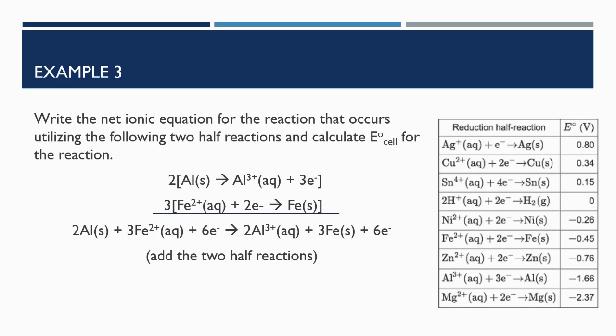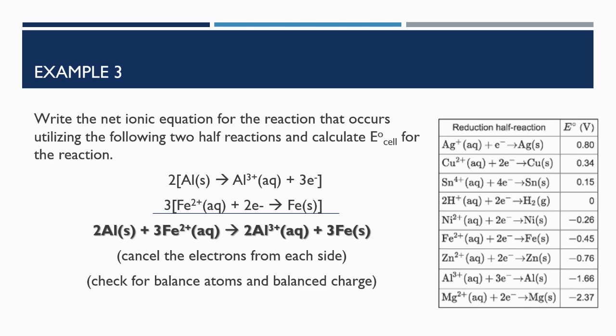Next, we need to eliminate anything that's the same on the left and the right. And the only thing that's the same on the left or right is the electron. So I'm going to cancel the 6 electrons from the left and the right. And now I've got the balanced equation. 2 aluminums plus 3 iron ions produce 2 aluminum ions plus 3 iron atoms. And we want to check and just make sure this is balanced. So you'll notice I have 2 aluminums, 3 irons, and then we want to check for balanced charge. 3 times 2 gives me 6 positive, and 2 times 3 gives me 6 positive. So the charge is also balanced. So this is the correct balanced reaction.